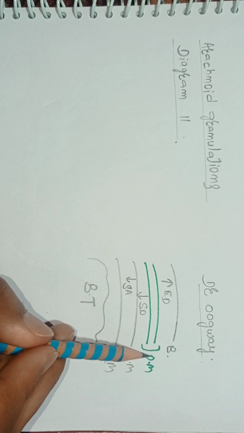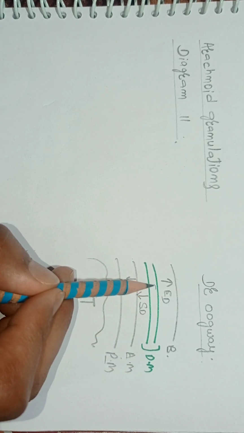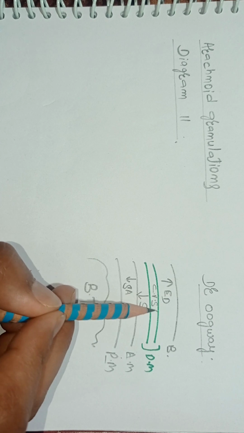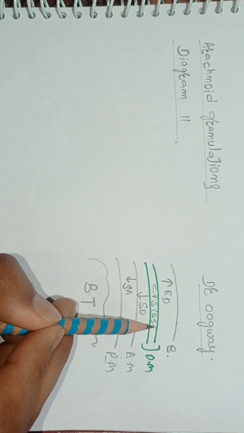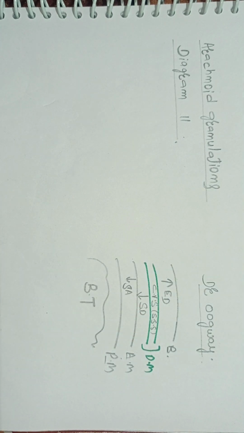Between the two layers of the dura mater, we have cranial venous sinuses, mainly the superior sagittal sinus. Here is an example of cranial venous sinuses. So this is what we learned so far. Now moving on to the diagram of the arachnoid granulations. How to draw the diagram of the arachnoid granulations?